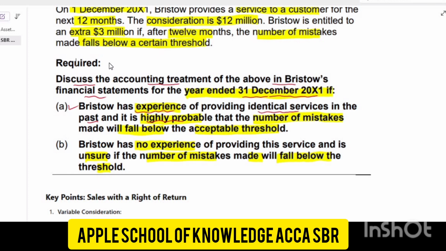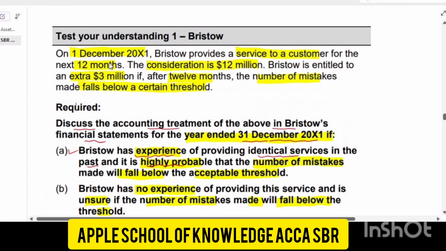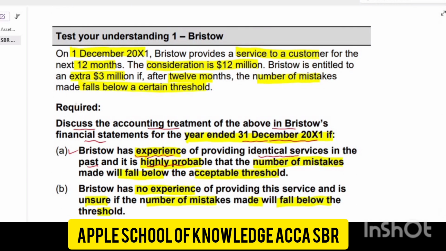So what will you do with that sort of question? Here, let me answer this. First thing, this is requirement number one. On 1st December, Bristow provides the services to the customer for 12 months. So the fixed consideration is 12 million. Clear?